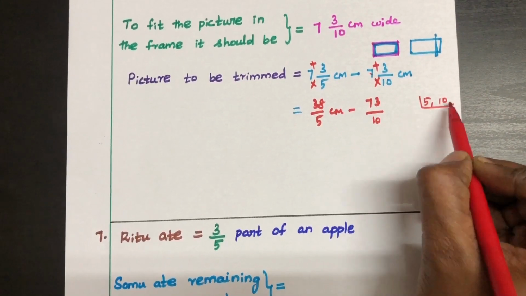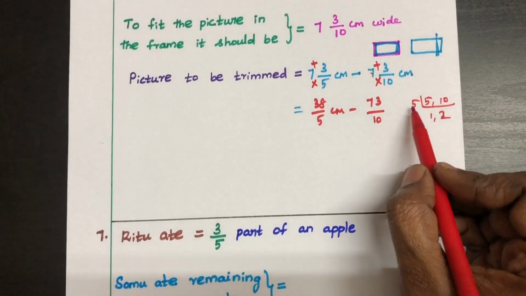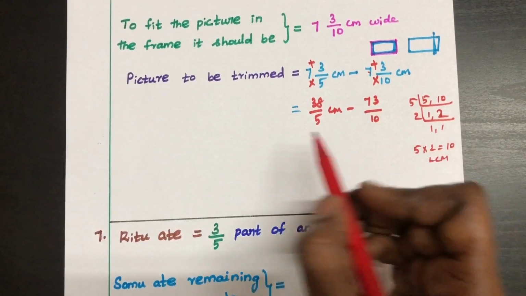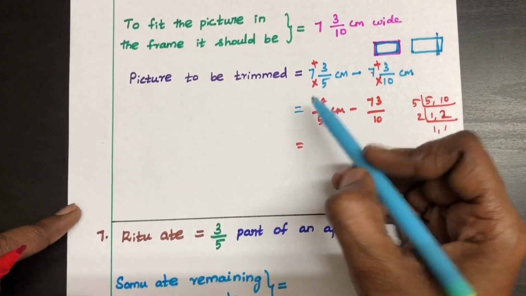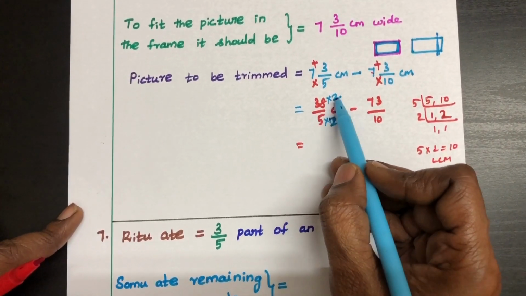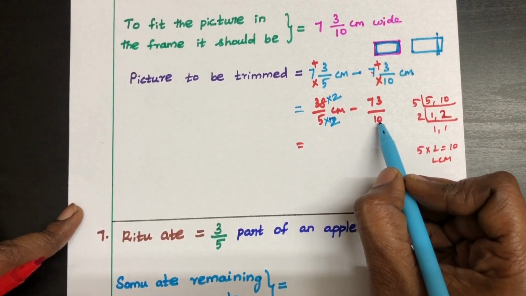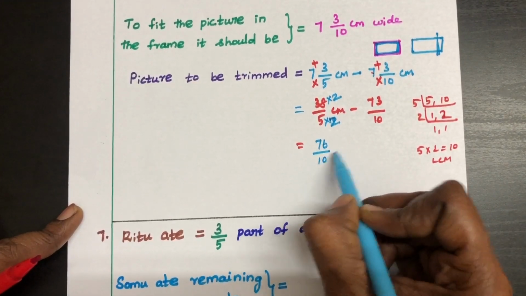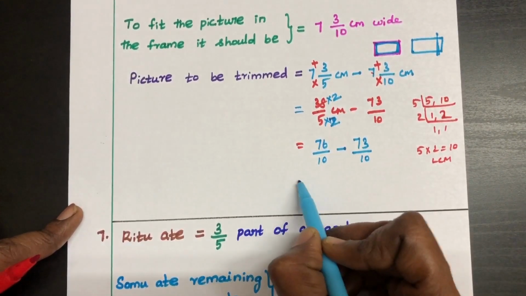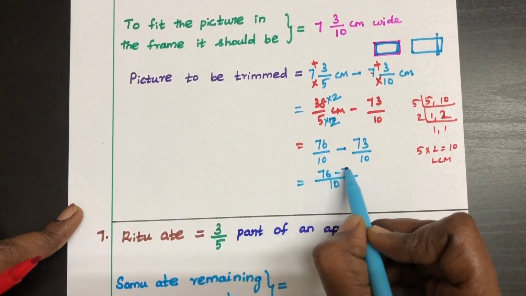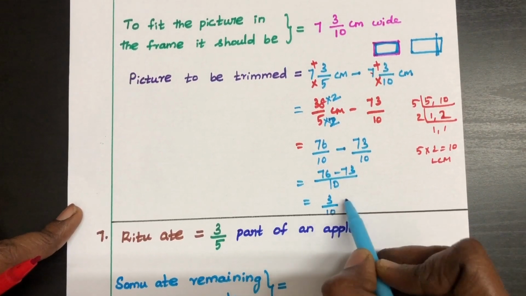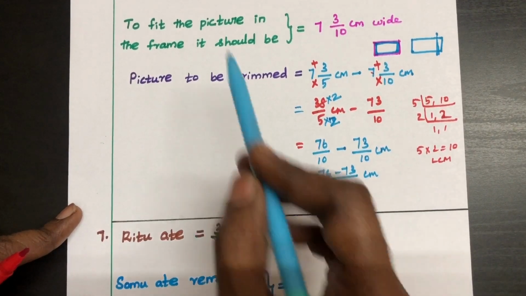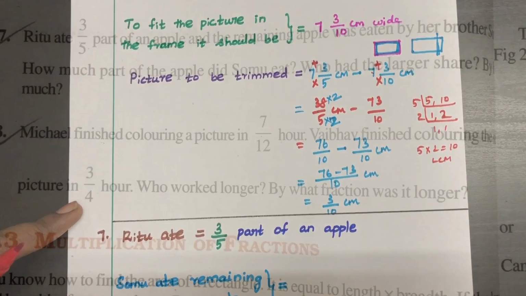For 5 comma 10, what is the LCM? 5 can divide both. So 5 into 2 is the LCM, right? 5 into 2 is equal to 10, the LCM. So make this as 10. How to make this as 10? 5 into 2. So here 38 into 2. Here we already have 10 as the denominator, so no need to worry. 38 into 2 gives us 76 divided by 10 minus 73 divided by 10. We have common denominator 10. 76 minus 73 is equal to 3 by 10 centimeter. So 3/10 centimeter we need to trim from the picture to fit the picture in the frame.